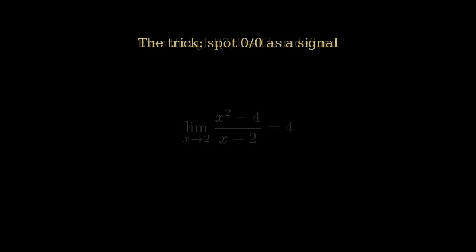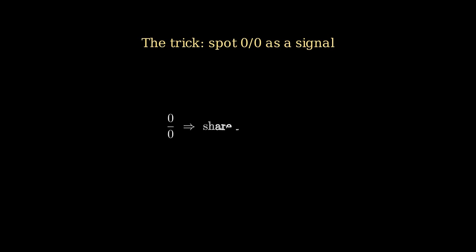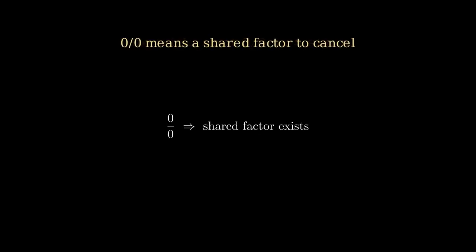Here's the trick to spot when you need this method. Whenever direct substitution gives you 0 over 0, that is a signal, not a dead end. It tells you there is a shared factor between the top and bottom that can be cancelled, usually by factoring first.